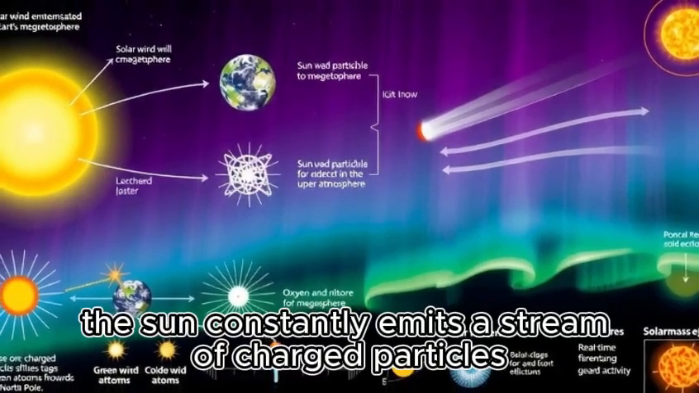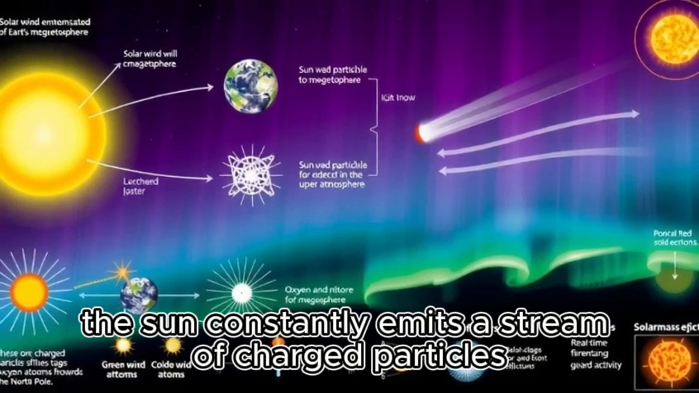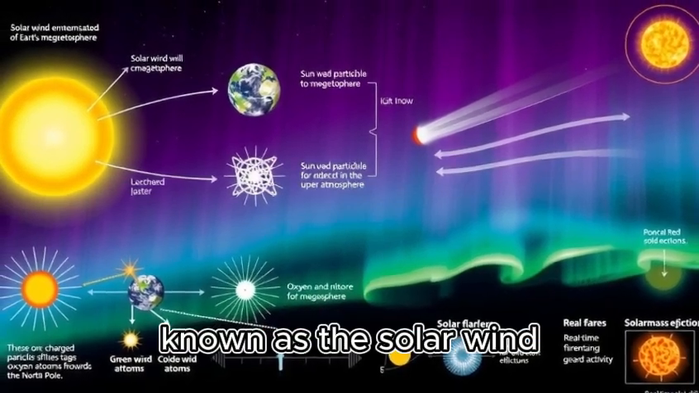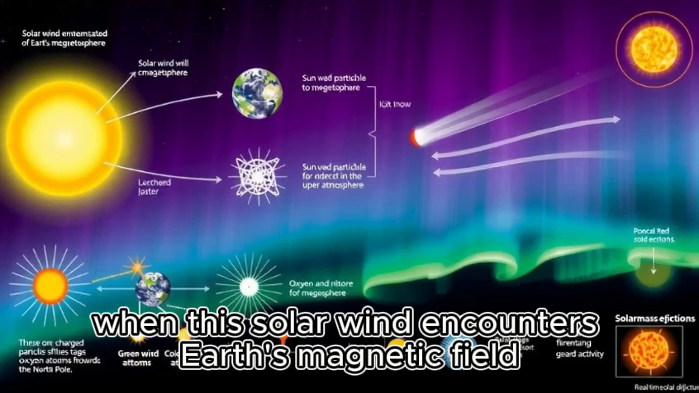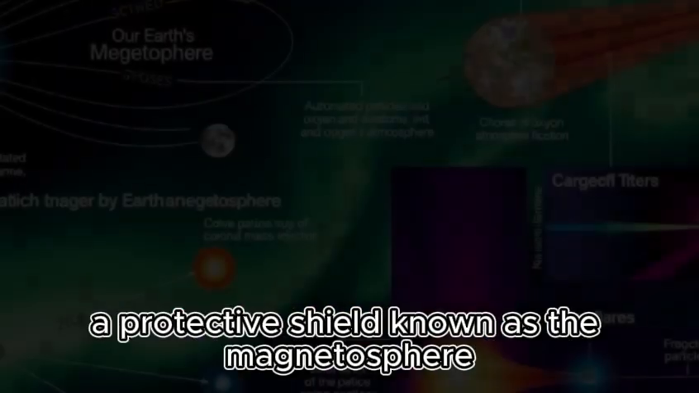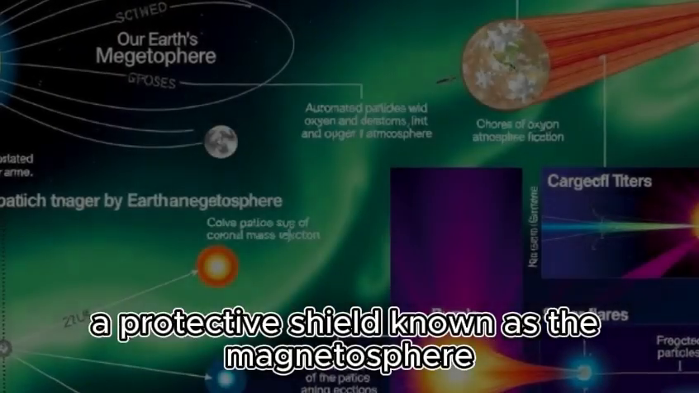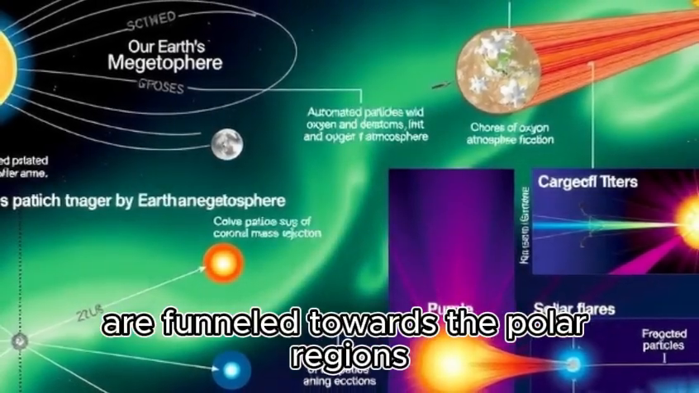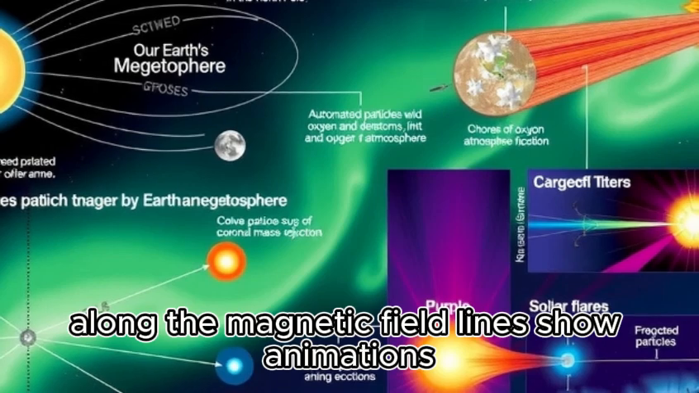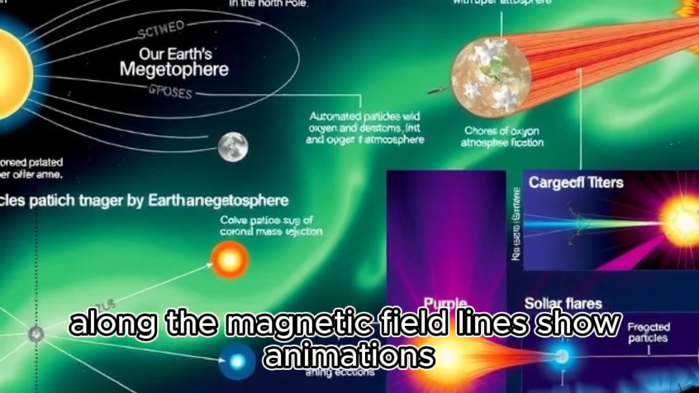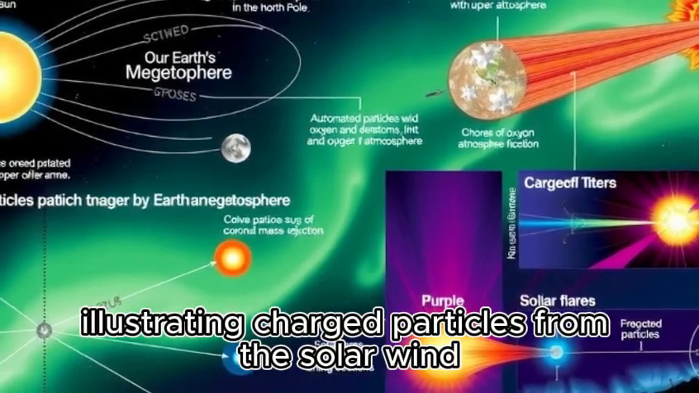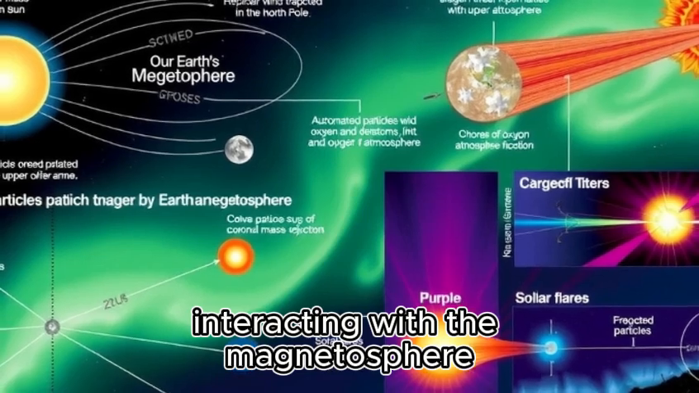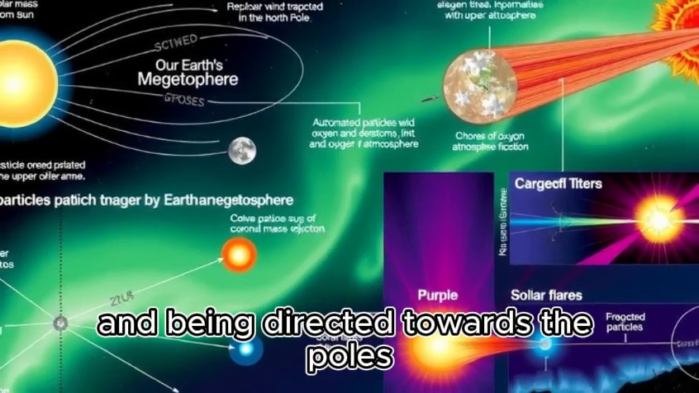The sun constantly emits a stream of charged particles known as the solar wind. When this solar wind encounters Earth's magnetic field, a protective shield known as the magnetosphere, some of these particles are funneled towards the polar regions along the magnetic field lines. Show animations illustrating charged particles from the solar wind interacting with the magnetosphere and being directed towards the poles.